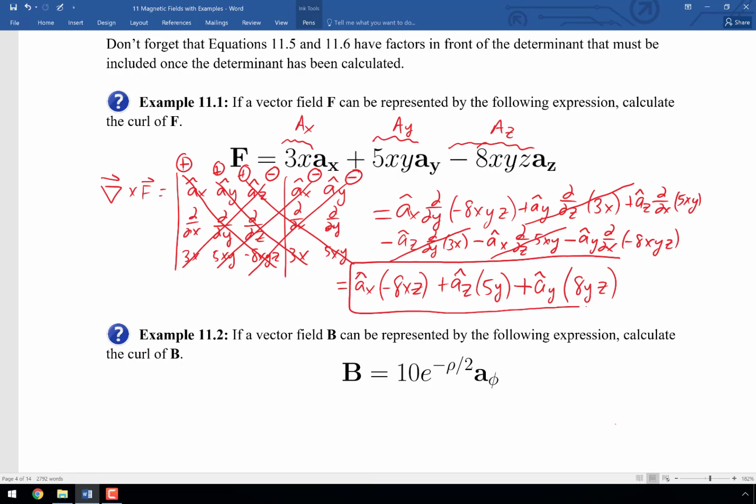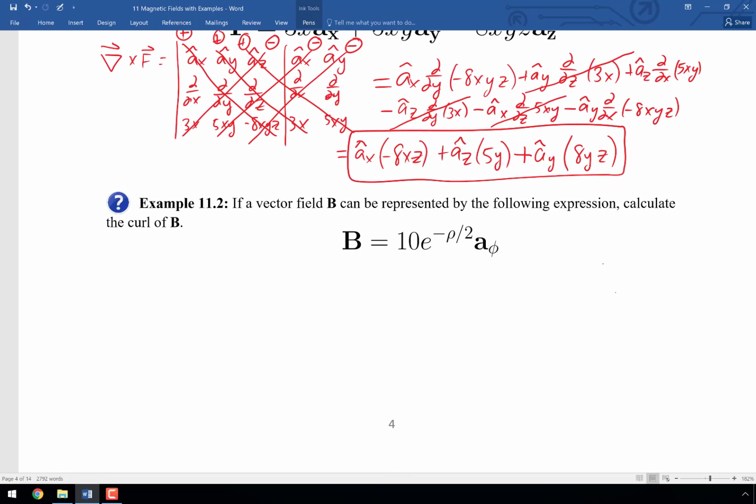And of course, you could plug in the values of x, y, and z for a particular point, and at that point, you could determine whether or not there's rotation at that point. I didn't decide to do that because we got a lot of ground to cover today, but I did decide that it was worth the time for you to see an example in cylindrical coordinates.